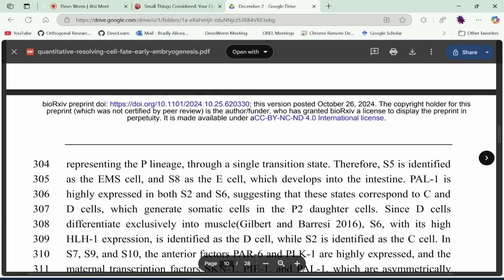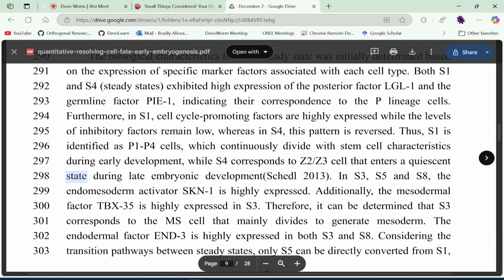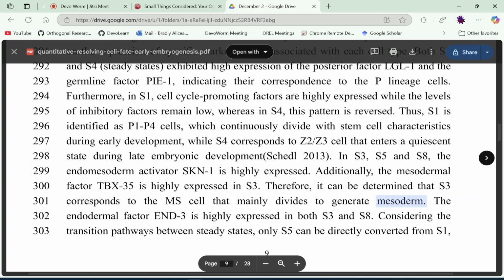So what they're doing is they're looking at these founder cells, they're looking at these trends in expression, they're looking at the steady states that they found, and they're mapping the steady states to the founder cells. That's basically what they're doing. So they have 8 steady states that they're looking at, they map each one to a founder cell, and then they say, okay, these founder cells are producing something downstream.